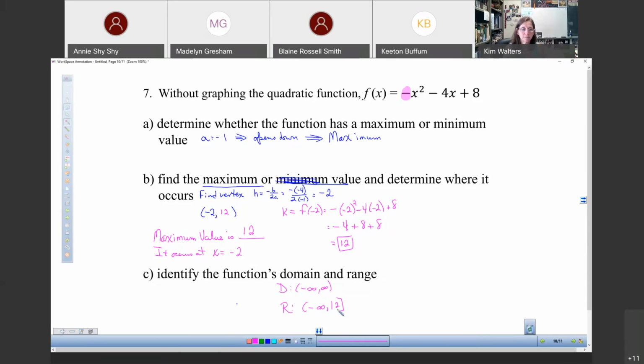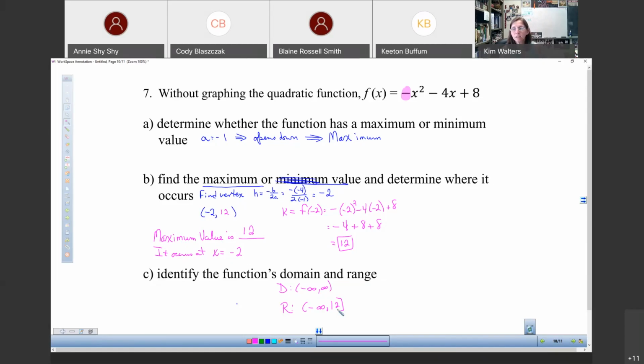Questions about this one? I have a quick question. Is the value, the minimum or the maximum, will it always be the y part and then where it occurs is the x? Yes, that's perfectly said. That's exactly it, Cody. So the maximum or minimum value is always the y part, and where it occurs is always the x part.